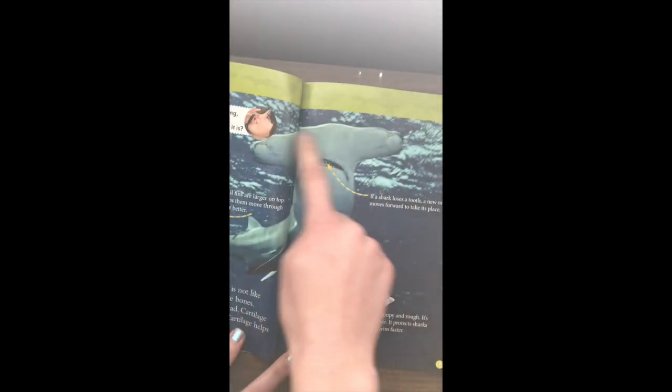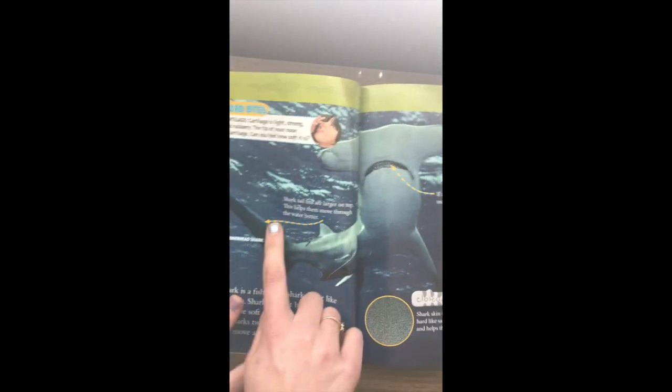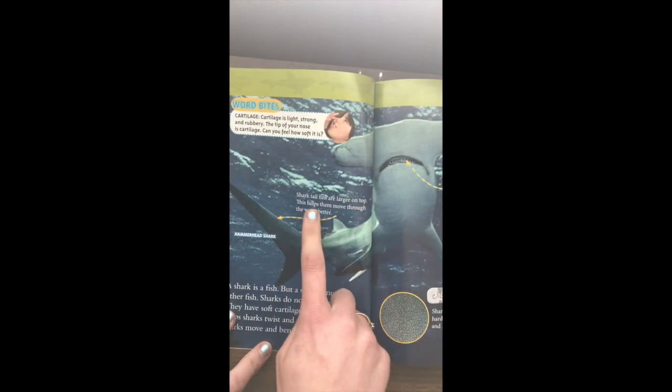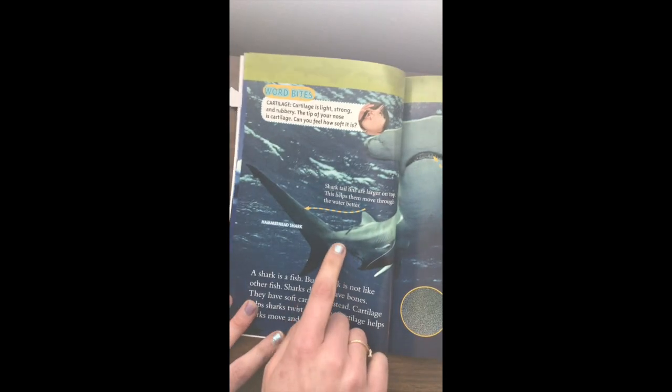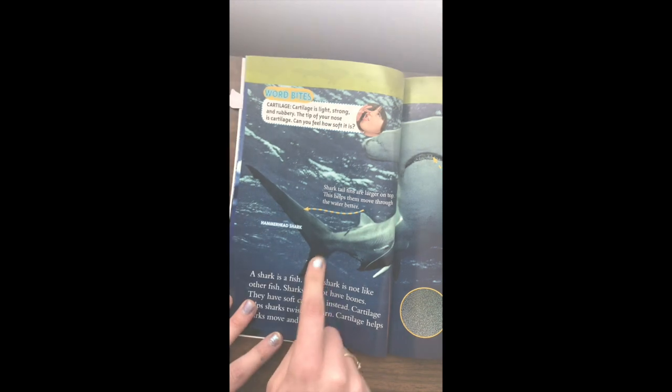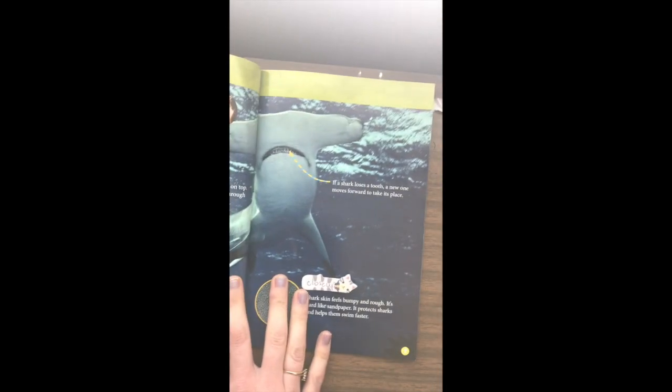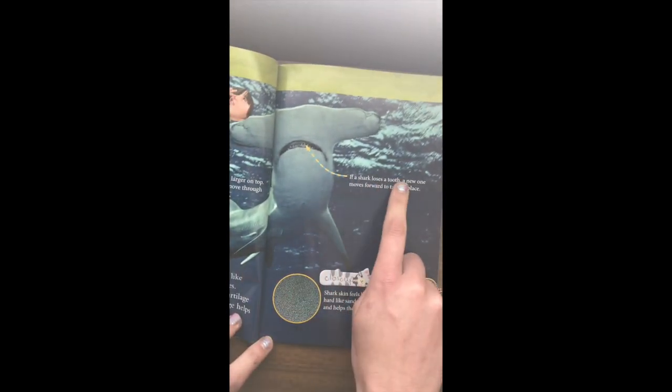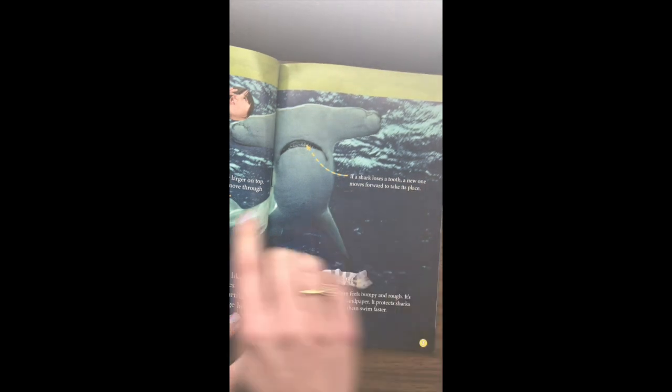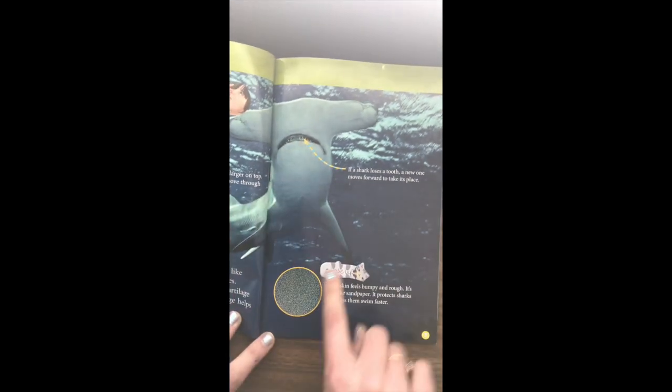And this is a hammerhead shark. You can kind of see its very unique head. Shark tails are larger on top. This helps them move through the water better. That's cool. So see how it's longer there and shorter there? If a shark loses a tooth, a new one moves forward to take its place. Ooh, those look sharp.